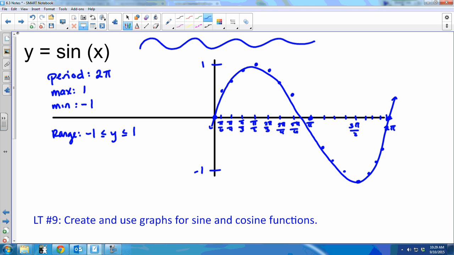-1 to 1, right? Side note, on the pretest, there was a question just like this. You had a picture of a curve, and it said, what's the range? And you all identified it. You said, oh, it goes from -1 to 1. That wasn't the problem. The problem was you didn't pay attention to detail.